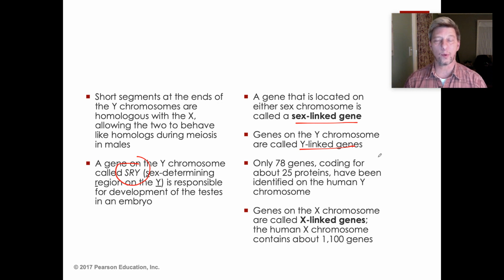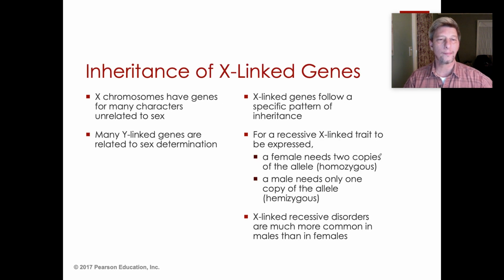According to the little data point here, only about 78 genes have been identified on the human Y chromosome. More common, because of the much larger size, are genes found on the X chromosome, which are called X-linked genes. Now, how are X-linked genes inherited?